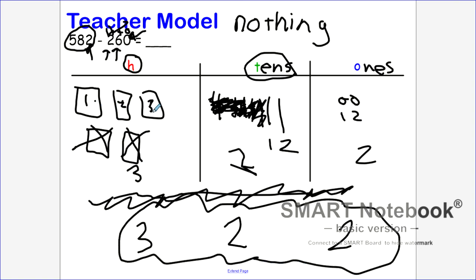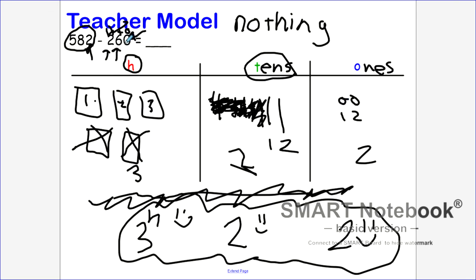100, 200, 300. Our hundreds match. We've got 1, 2 tens. Our tens match. And 1, 2 ones. So great job, 2nd grade.